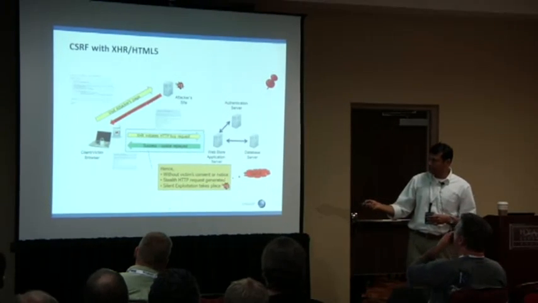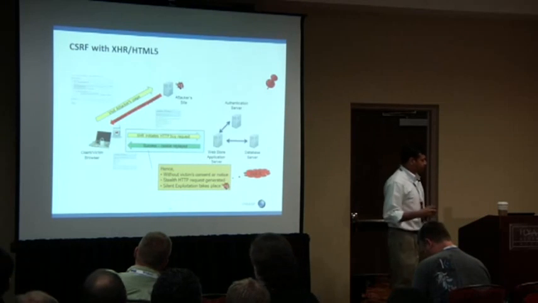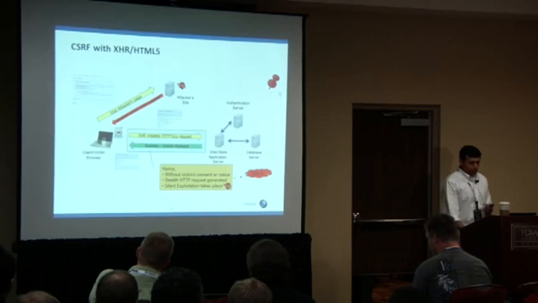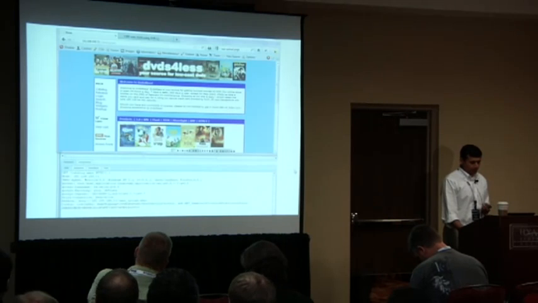And without the victim's consent or notice, a stealth HTTP request is generated, silent exploitation will take place and pretty much the attack vector will go through. So this is how it's possible to do a CSRF over here.